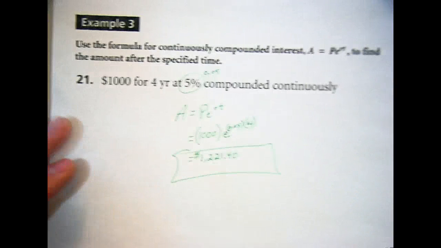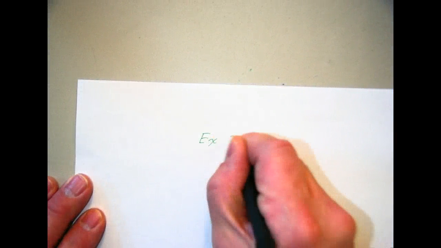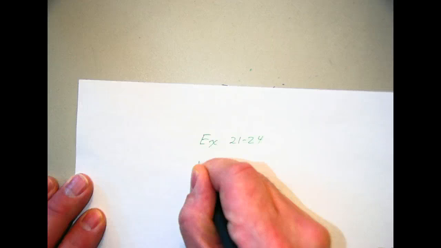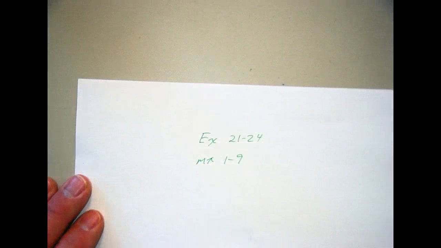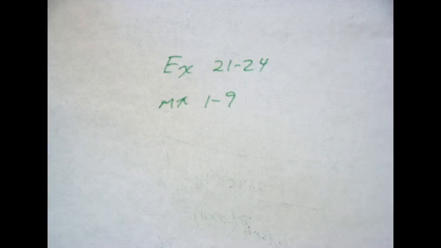Very good. Your assignment is going to be example side 21 through 24. So mark it down. Example side 21 through 24, and mixed side 1 through 9. I cut down the assignment a bit just because I think we're going to be getting a lot of review on it tomorrow.